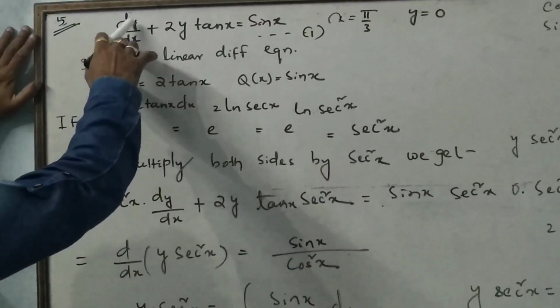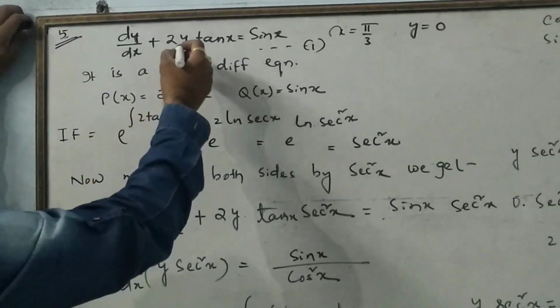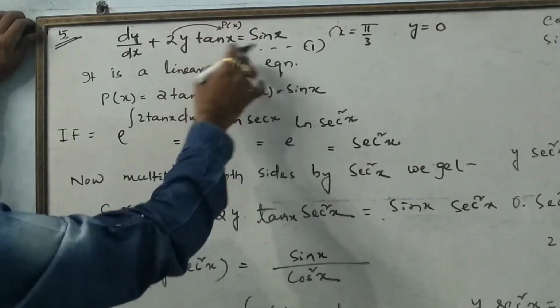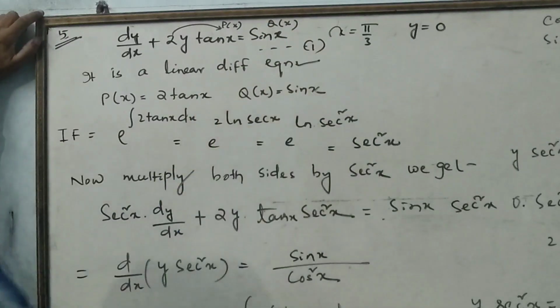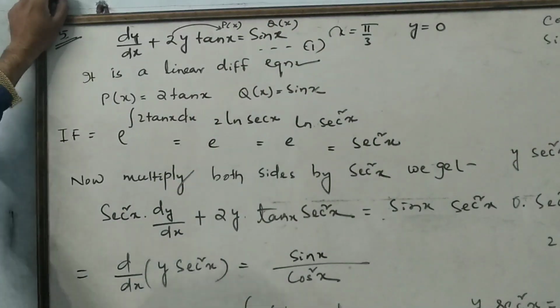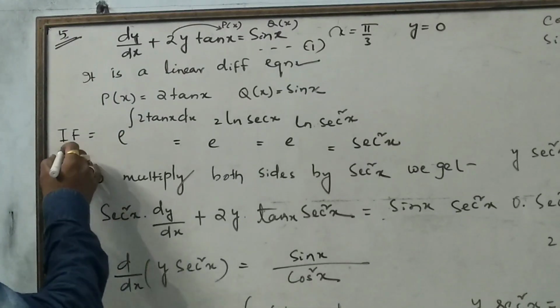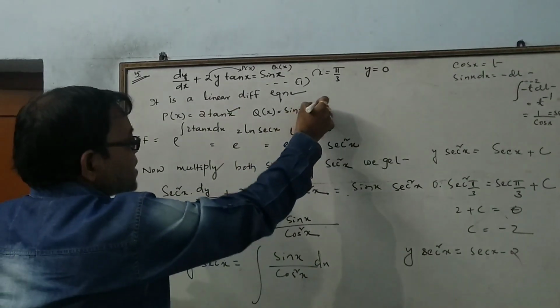So you see, dy/dx + p(x) y = q(x). Therefore, it is a linear differential equation. In order to solve a linear differential equation, we have to find the integrating factor, IF. You got it? p(x) is 2 tan x and q(x) is sin x.